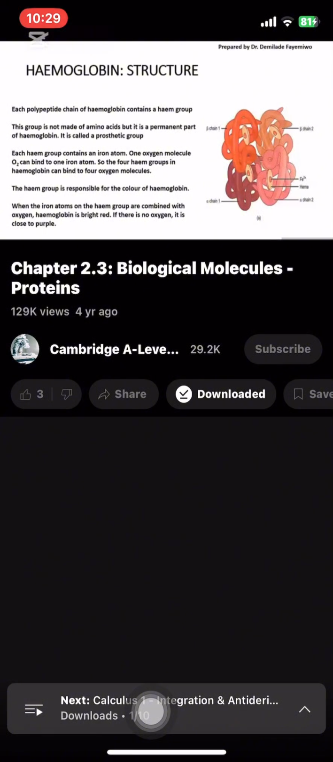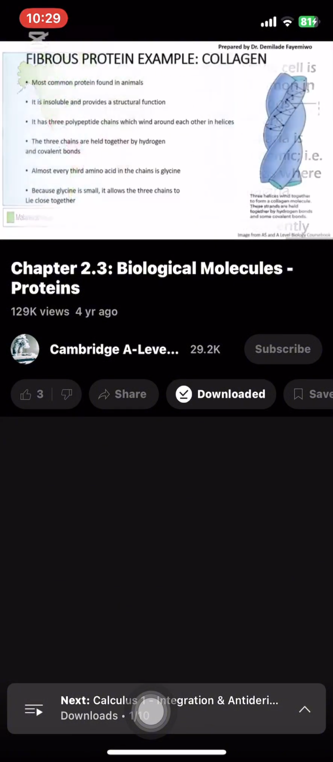Something else to bear in mind is that when hemoglobin is bound to oxygen, it is bright red in color, but when there is no oxygen, it is close to purple. And I bet you can recognize this when a person is deprived of oxygen and they change color. Sometimes people turn blue, and you're able to see that they don't have enough oxygen in them.